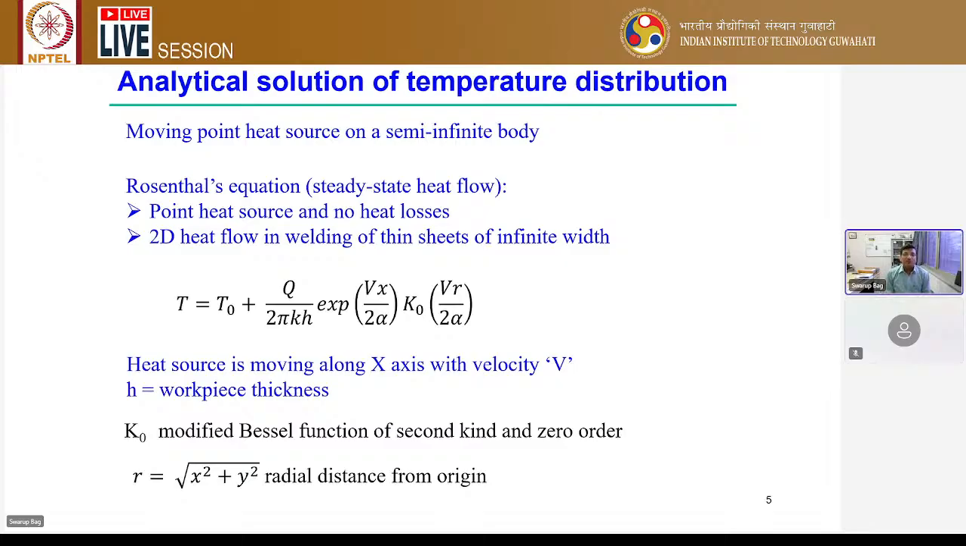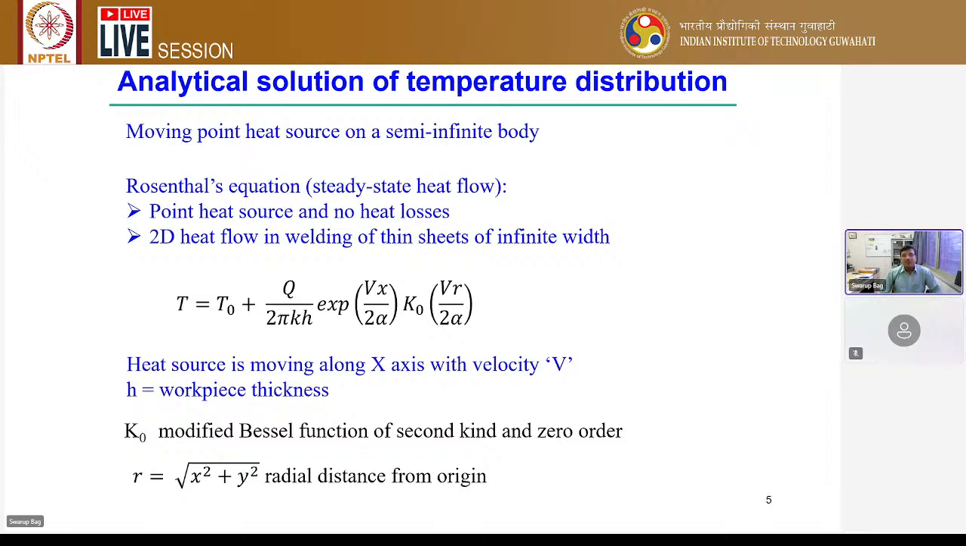And of course, in the Rosenthal steady state solution of the heat conduction equation, we have a semi-infinite body and a point heat source, and there is no loss of heat from the boundary. With these assumptions, we can find the two-dimensional heat flow in a welding process for very thin sheets of infinite width. So along the width direction, it is infinitely long. In that case, we get the solution T equal to T0 plus Q by twice pi Kh, exponential Vx by twice alpha, K0 of VR by 2 alpha. K0 is the modified Bessel function of the second kind and zero order.